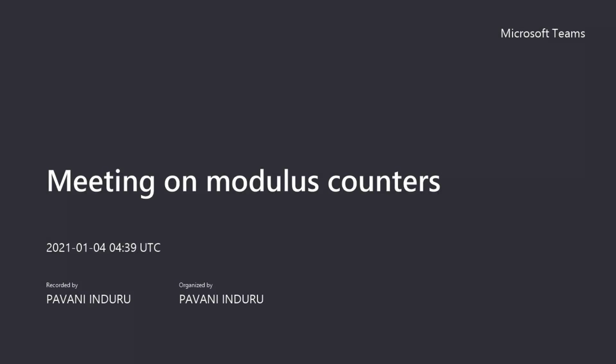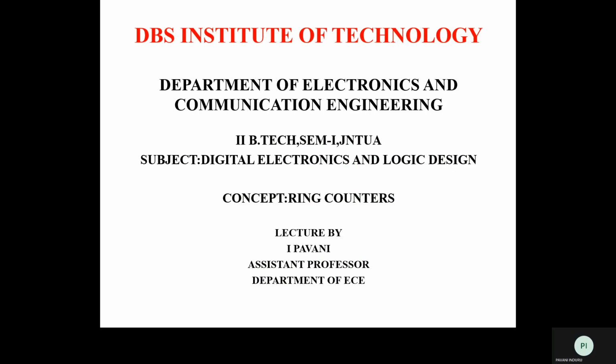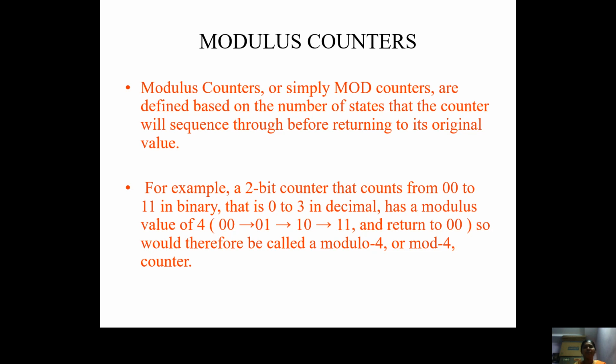We have discussed asynchronous counters and synchronous counters. In this class, we are going to discuss modulus counters. Till now we have discussed that synchronous or asynchronous counters can count from 0 to 2 power n minus 1 values. Modulus counters, in the sense, are counters which count mod n values.